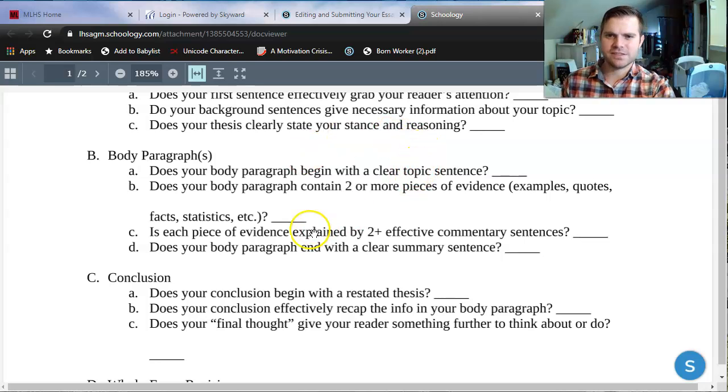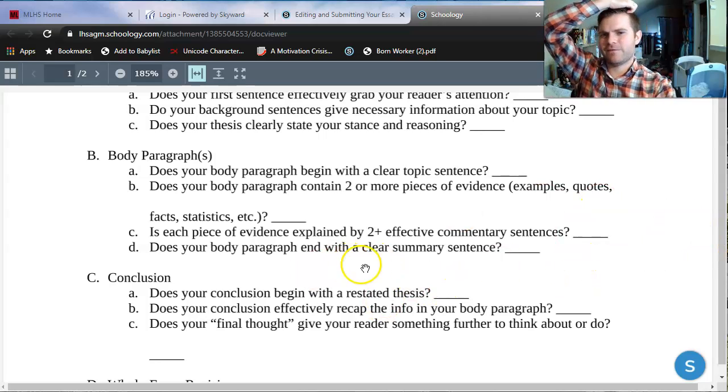with a clear topic sentence? Does it contain two or more pieces of evidence? They could be examples, they could be quotes. They're probably not facts or statistics. They're probably just ways that you break apart your particular topic. But do you have at least two of those to give your body some depth? And then do you explain each piece of evidence with two or more effective commentary sentences?